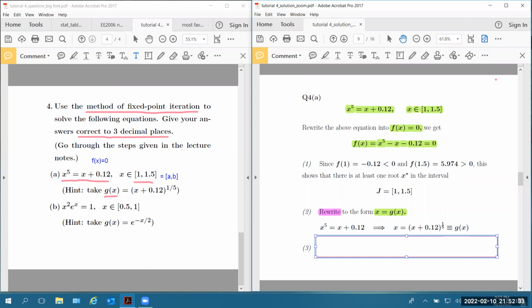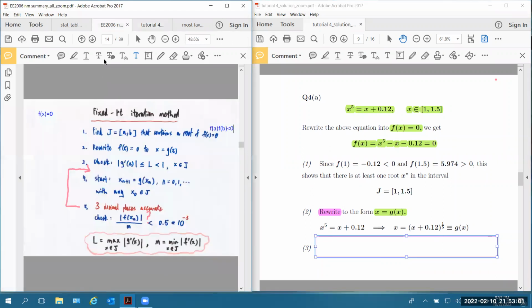You know what they do? Any questions? Divide the power throughout. Yes, we take the fifth root. That means power 1/5. Okay, so you take power 1/5 on the left hand side and right hand side. So that's how you get to here. All right, so this is our g(x).